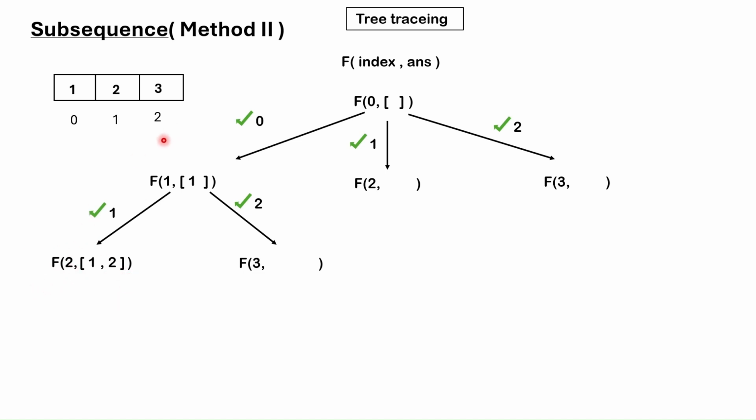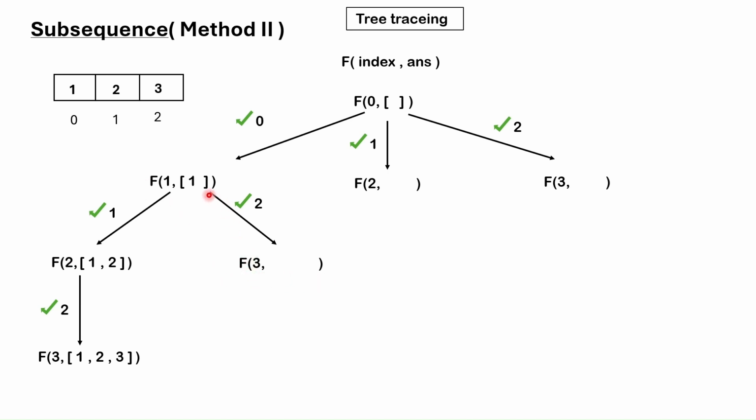Now if I'm at the second index, what choices do I have? I have only one choice, that is to pick the second index only. So I'll pick the second index and move to the third index. If I pick the second index, I'll get 1, 2, and 3. Now we are at the third index, but there is no third index. So we return, and then we return. Then we move to this function.